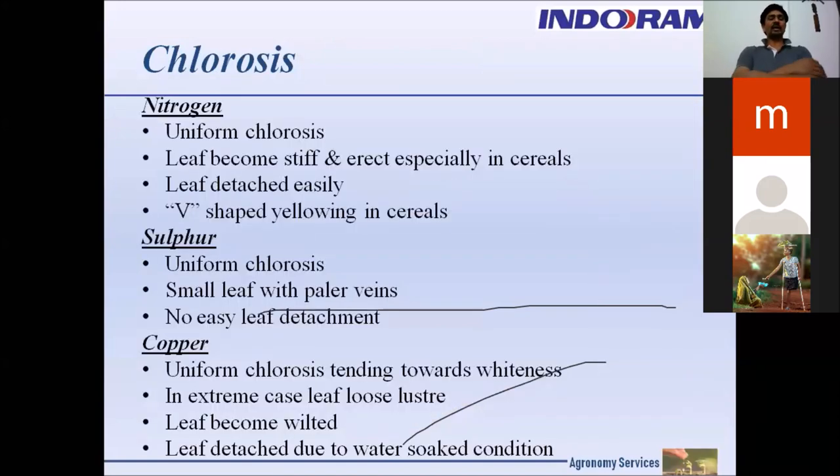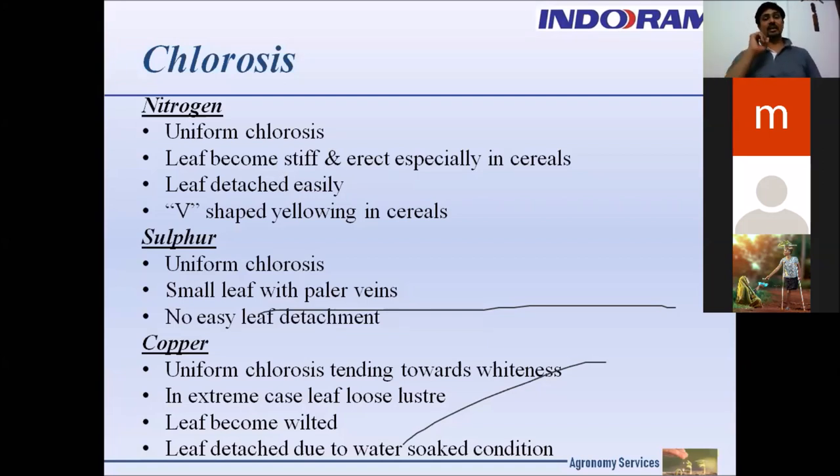So then again, the complete chlorosis. It means the leaf lamina as well as the veins both become yellow. If we talk about nitrogen, it is a uniform color chlorosis. Leaves become stiff and erect, especially in cereals, and leaves detach easily in the case of dicotyledonous plants.